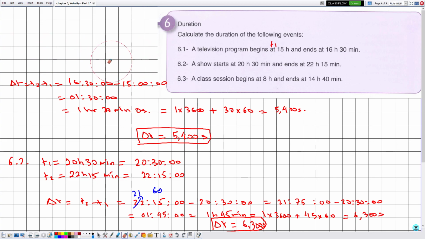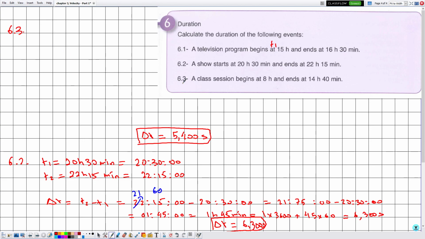And finally for the last part, we have that a class session begins at 8 hours, 8 o'clock. So 8 hours according to the reading of the stopwatch is given by this, and T2 is given by this, according to the reading of the stopwatch.